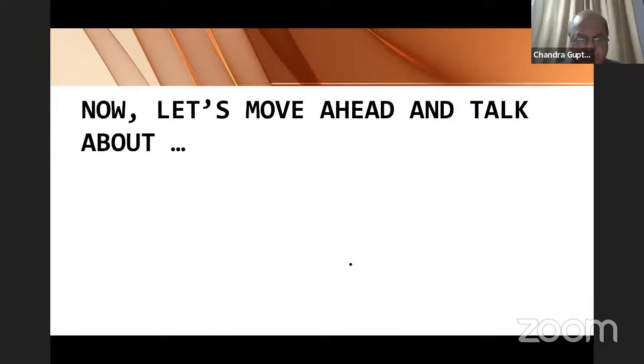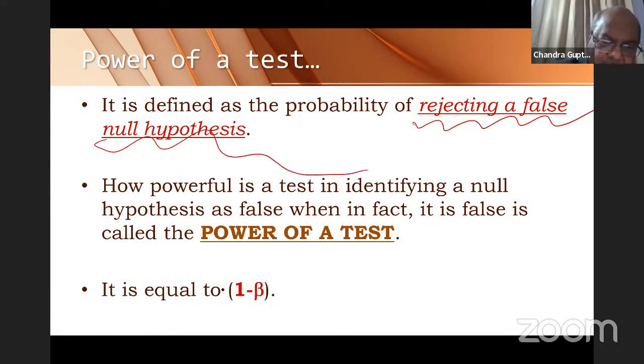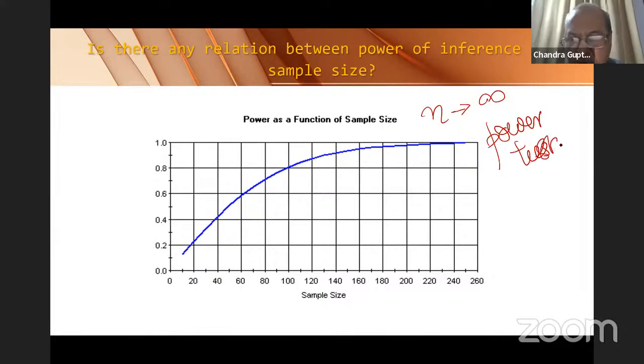Then we talk about what is called the power of a test. Power of a test is defined as 1 minus beta. That is the probability of rejecting a false null hypothesis. And as you increase sample size, the power of the test increases. That means your chances of rejecting a false null hypothesis increase. That's one of the reasons why we say that we should take larger samples. We have other advantages of large samples, but this is also one of them. As n increases, my power of the test also increases.